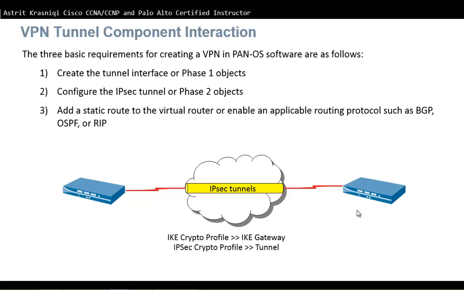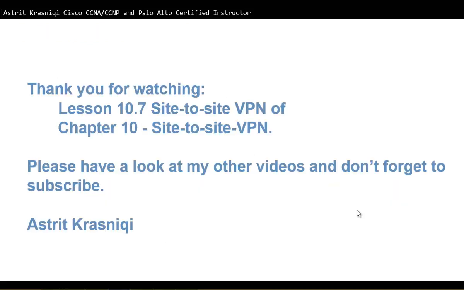So to create a VPN tunnel, there are 3 basic requirements. First, we need to create phase 1, which is your tunnel interface. Then phase 2, which is the IPsec tunnel. And we need a static route between the endpoints. So one endpoint has to know how to get to the other endpoint. But if it's a public IP address, that's not going to be a problem.